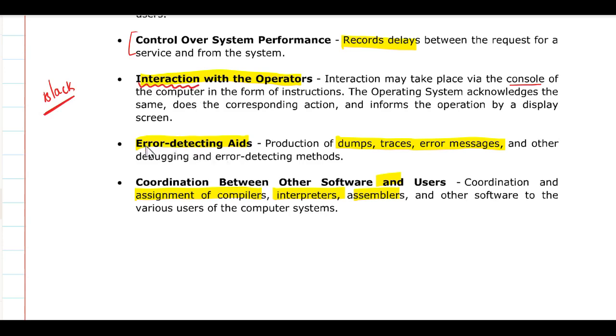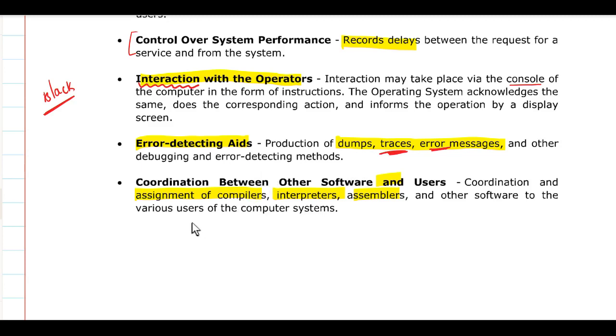Of course, they also provide the detection of errors. That is providing some traces of what problem occurred when. Sometimes you might be using a program like this one and then it hangs, and the management of the errors that arise when you are using different applications is provided for by the operating system.